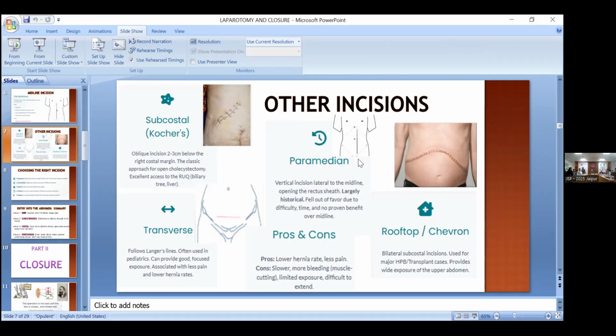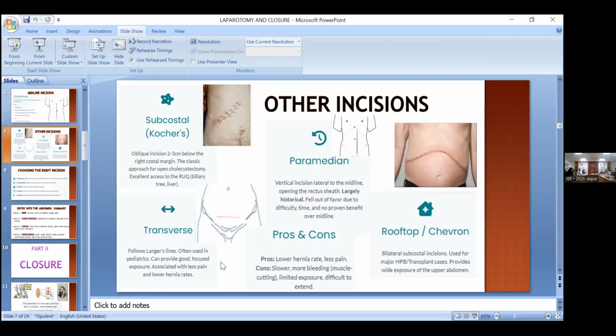The previously used paramedian incisions are pretty much historical now. They are lateral to the midline and open the rectus sheath. They have fallen out of favor mainly because of the difficulty and the time, and they have no proven benefit over the midline incision. Another abdominal incision that is commonly used is a transverse incision. This follows Langer's lines and is preferred in the pediatric age group. It can provide a good and focused exposure and can also be extended, though vertical extensions are pretty difficult with it.